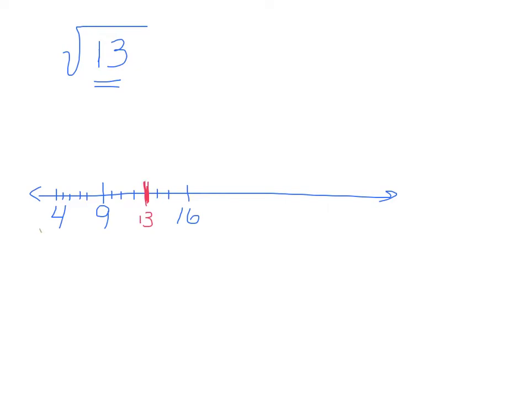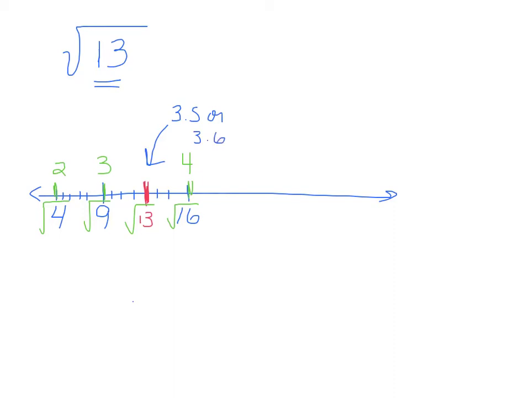Well, if I start picturing what the square root of each of these numbers is, the square root of 4 is 2. The square root of 9 is going to be 3. The square root of 16 is 4. So what does that mean about the square root of 13? Well, it would have to be midway between 3 and 4, maybe a little bit over. So I'd picture it being something like 3.5 or 3.6.